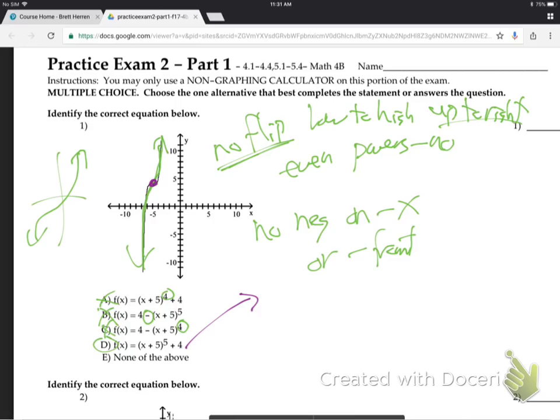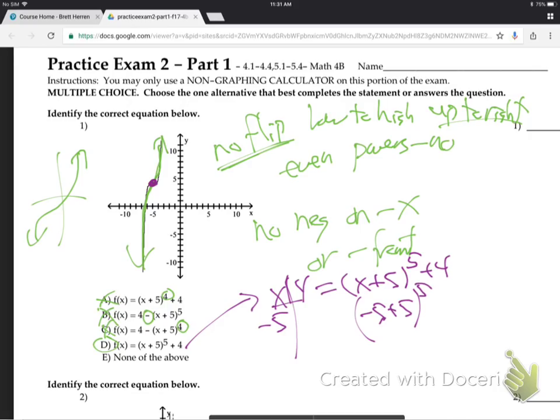What does that look like? Back 5? Let's do back 5 for X. I'm just trying to go to that center dot, see if I get the right center dot. What am I going to get, if D is really the right answer? X plus 5 to the 5th plus 4. Plug in negative 5. Negative 5 plus 5 to the 5th plus 4. That's 0 plus 4. That's 4. Negative 5 up 4. Yeah. Looks like negative 5 up 4.